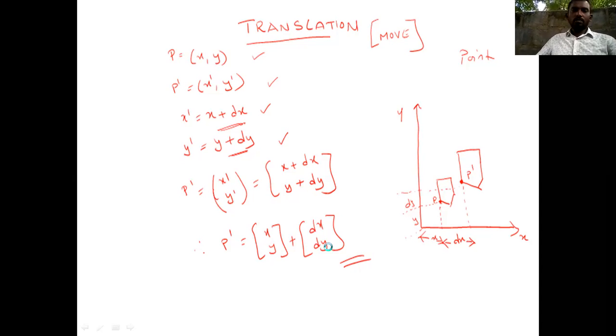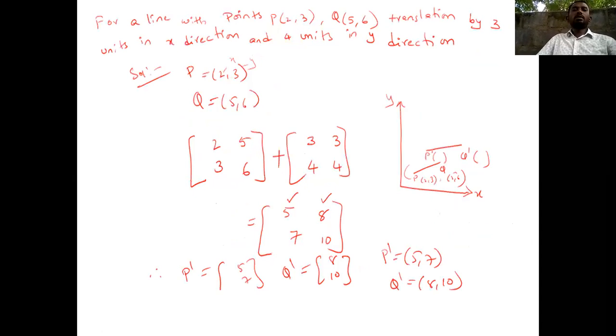See here, next some problems. See here, problem one. For a figure, 3 units in the x direction and 4 units in the y direction. 3 and 4. See here, p equals 2 comma 3, q equals 5 comma 6. So 2 3 and 5 6.